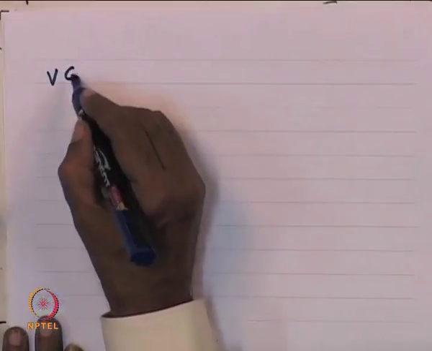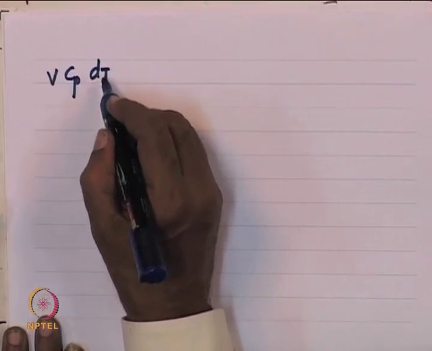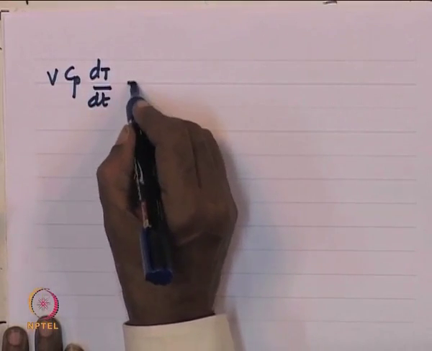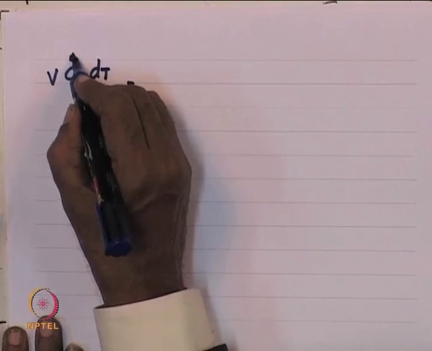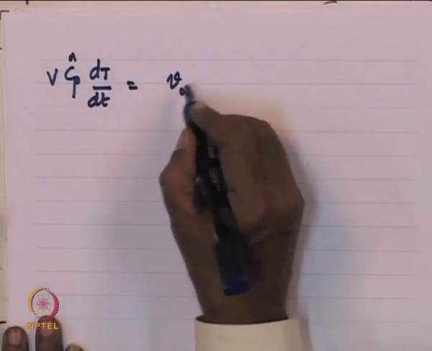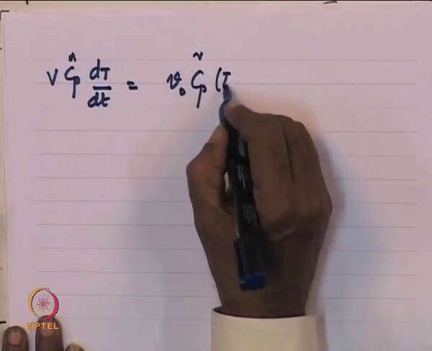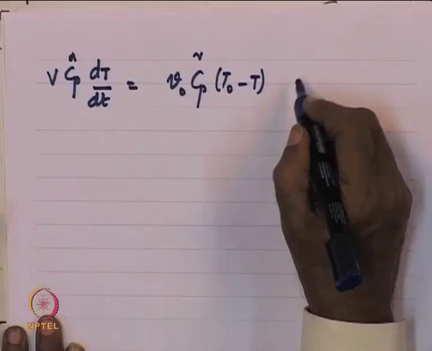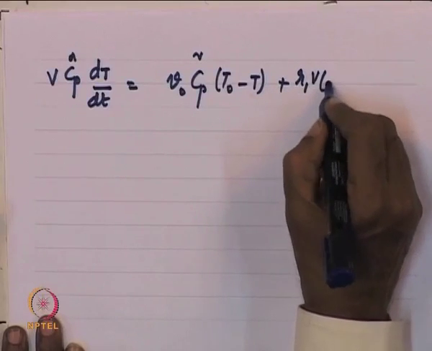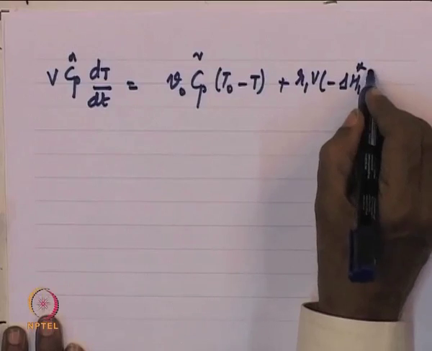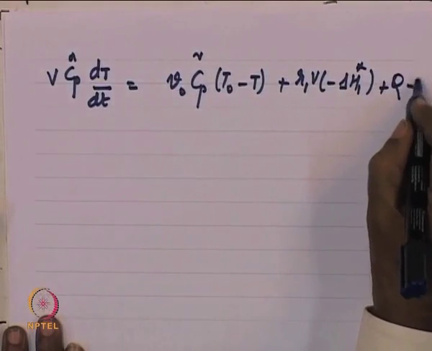Our next equation is the energy balance equation, which we will write. The energy balance equation looks like this. We have written it before. So, let us say V times C p, the volumetric specific heat, times dT, the rate of change of temperature, equals V naught C p times T naught minus T, plus minus delta H 1 star R 1 V, plus Q minus W.